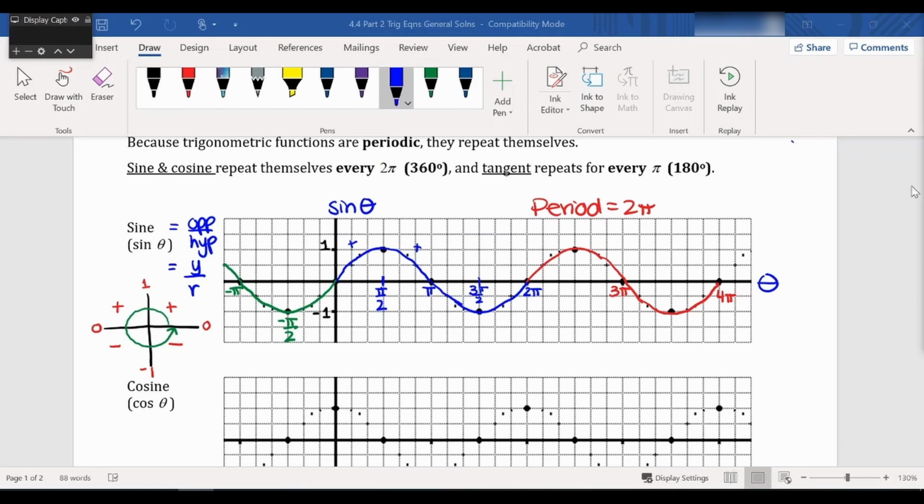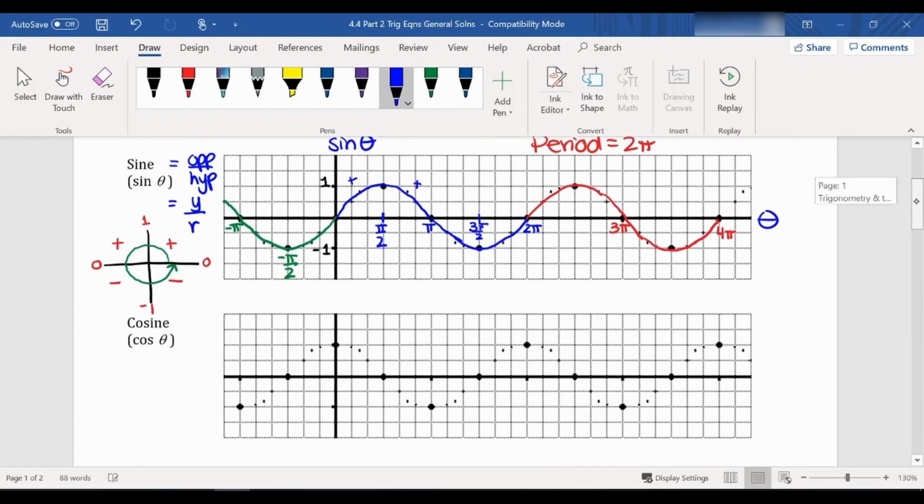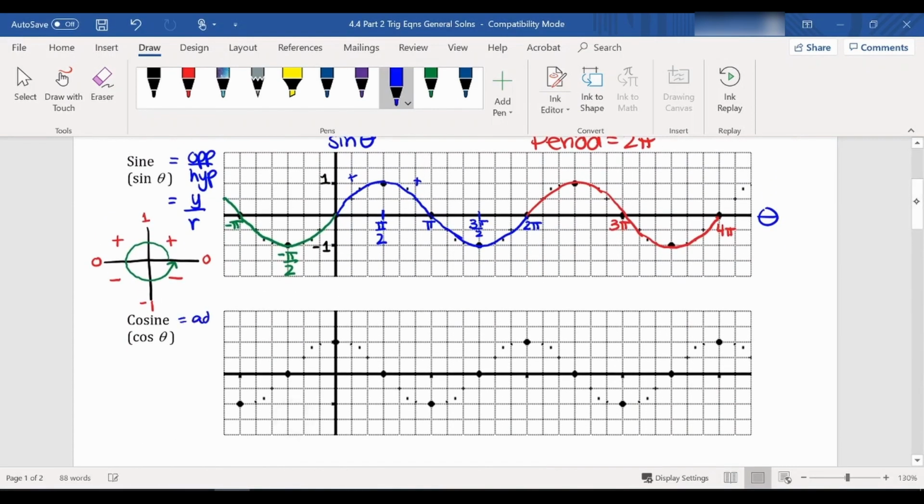We can follow something similar for cosine. So we know cosine is adjacent over hypotenuse, which was x over r. And if we think about the quadrant system for this, we know that cosine is positive in quadrant 1 and 4, negative in quadrant 2 and 3. We know it equals 1 on the positive x-axis, -1 on the negative x-axis.